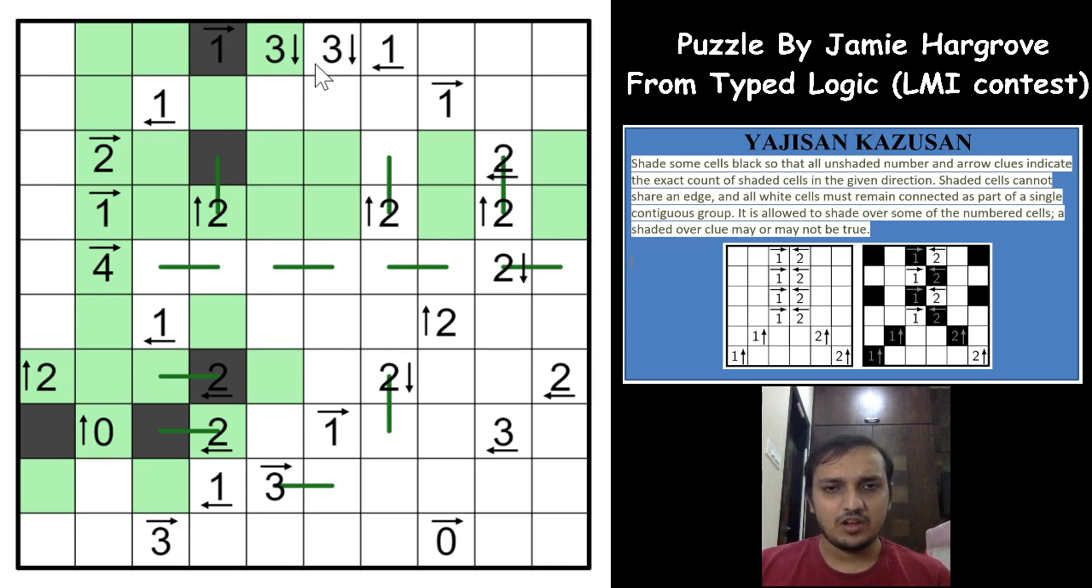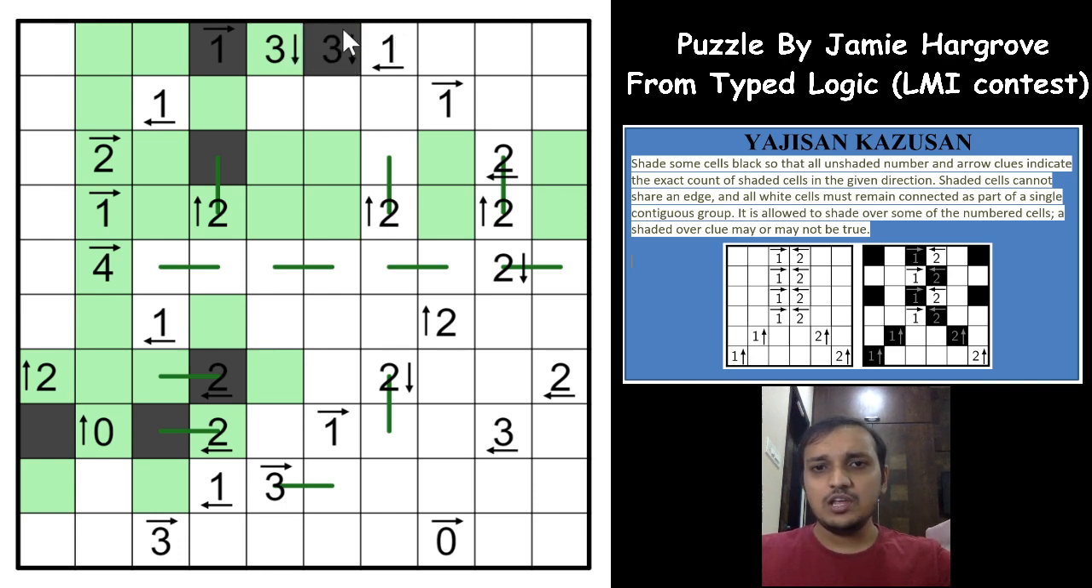Now if you see, one more logic I would see in a normal Yajisan Kazusan puzzle is, whenever a clue is neither shaded nor unshaded, and if it is already fulfilled, so this one is already fulfilled with one shaded cell here. So if that number is neither shaded nor unshaded, then the cell next to it, which is pointed by the arrow, will never be shaded. So now we have seen that this one clue is fulfilled, but it is neither shaded nor unshaded. Then the cell next to it, which is pointed by the arrow, can never be shaded.